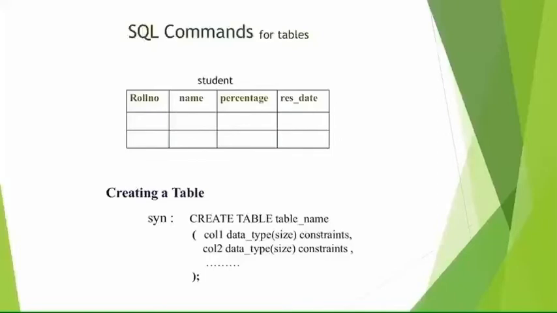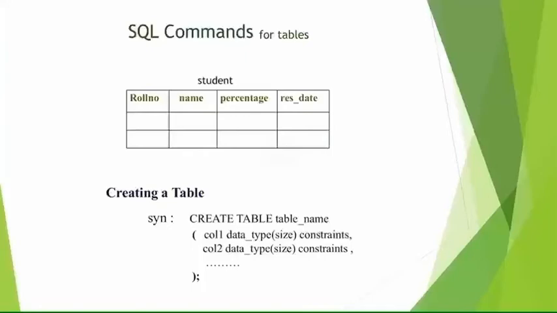Let's have a look at the steps to create table in the MySQL. So first we should assign a name to the table. After naming the table, we should assign a name to the column and a data type to each of the column. Now we can check the syntax. Create table, table name within parenthesis, column 1, data type within brackets, size, then constraints or primary key.